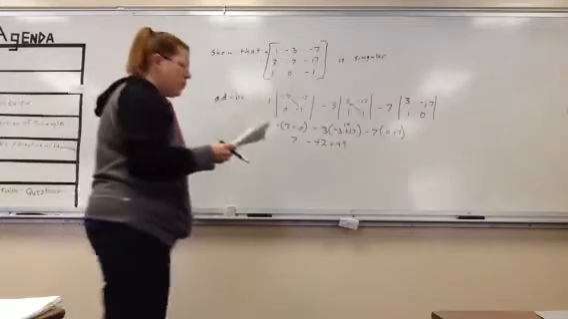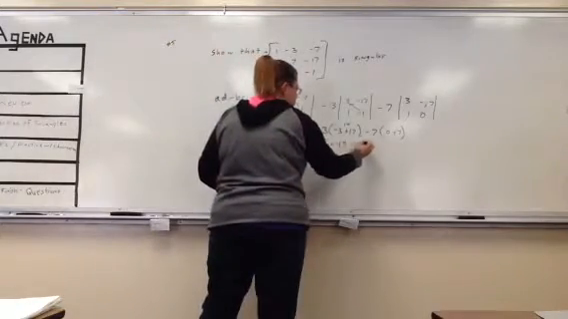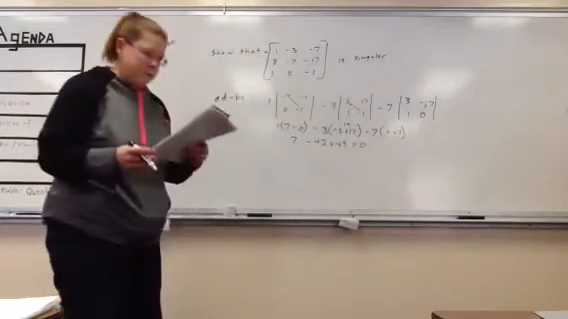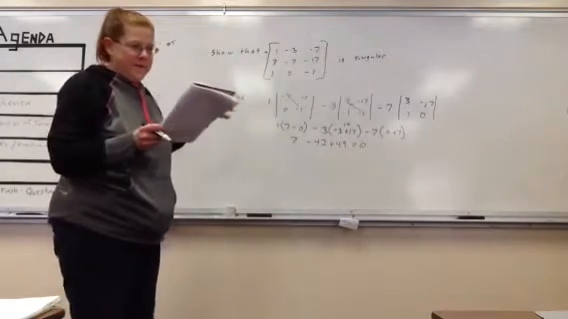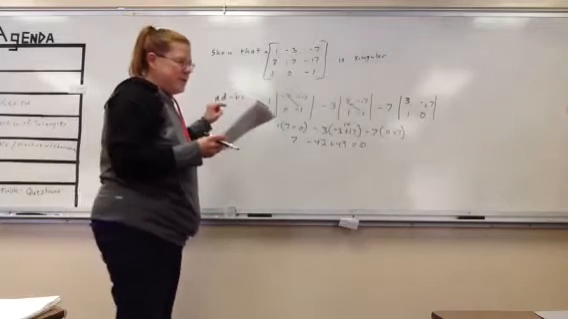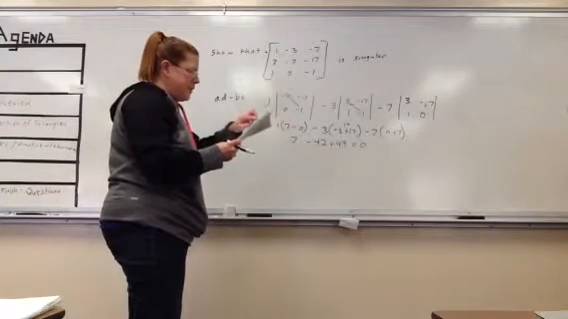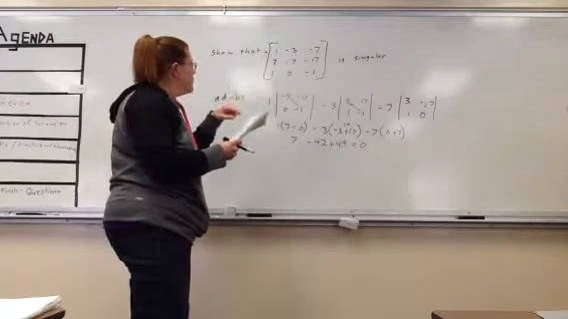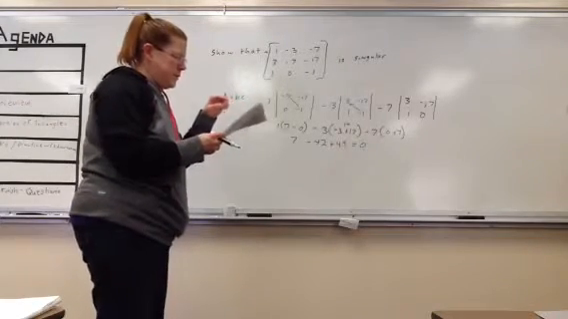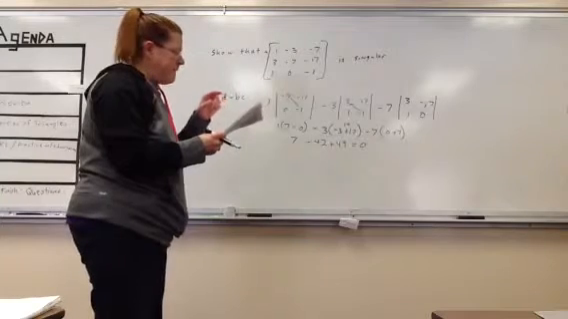And somehow on my paper, I wrote that that equals 0. That does not equal 0. But that is what it needs to equal. It needs to equal 0. So that's +7 minus 0.